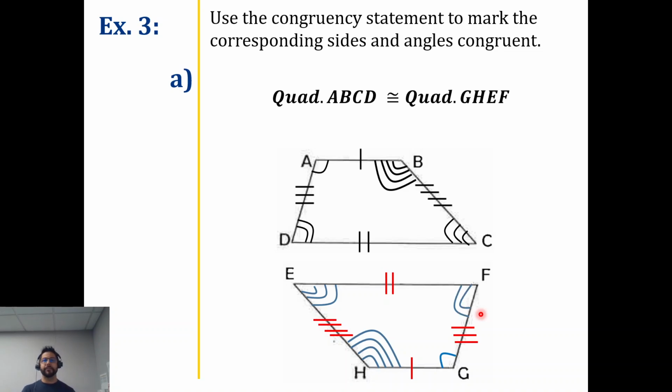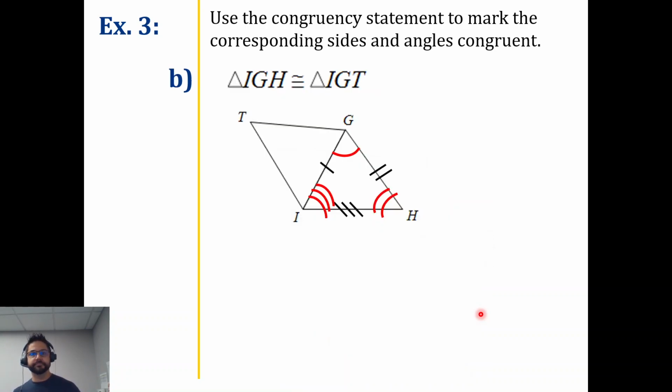So if you notice, we have used our congruency statement to match up or to mark and arc the corresponding sides and angles for these two congruent shapes. All right, we're going to run through this one pretty quick because, again, you're going to get some good practice on your homework. Remember, the notes are online. The video will be online as well.